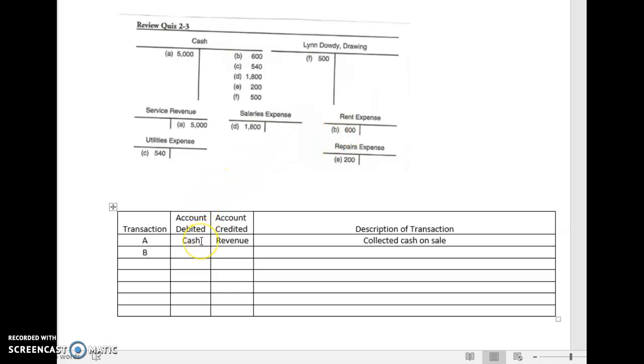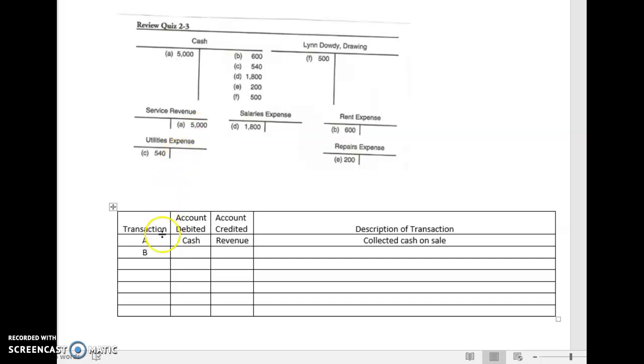Now let's go back to here and talk about this before we move on to transaction B. Transaction A was a debit to cash, and it was a credit to revenue. Well, I know cash is an asset and it has a normal debit balance. So I'm increasing cash because I made a sale and I collected cash on the sale. So service revenue, revenue is a credit. It has a normal credit balance. So making a credit in this account increased it. So I increased revenue by $5,000.